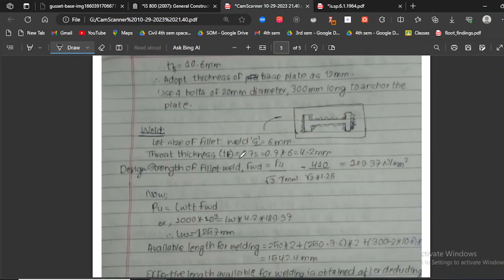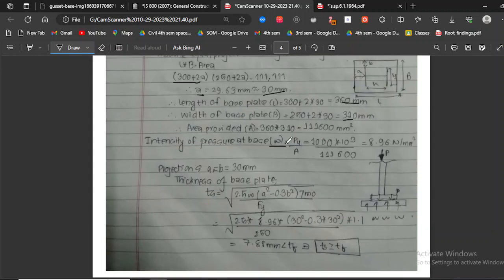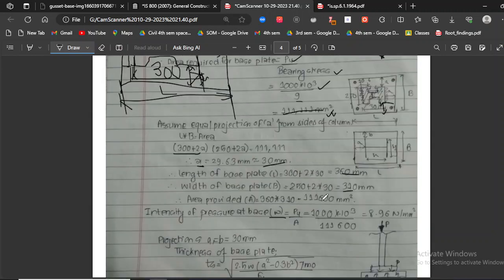So moving downwards now, we are going to find out our intensity of pressure W, which is going to be equal to Pu by A. Pu is again 1000 into the power 3, divided by A, which is this area provided, not the area required, but the area we are providing.